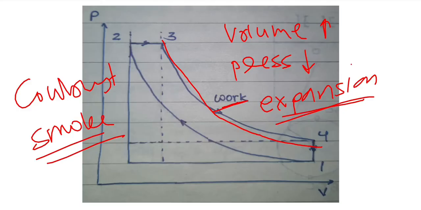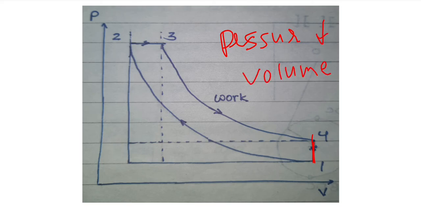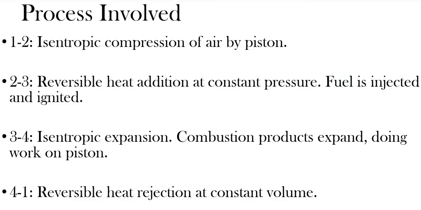And now the last process. What does the last process state? From 4 to 1, the pressure drops and the volume is constant. As the pressure drops and the volume is constant, heat is rejected at constant volume. See here, it is given from 4 to 1, reversible heat rejection at constant volume. These are the four processes carried out in the diesel cycle.